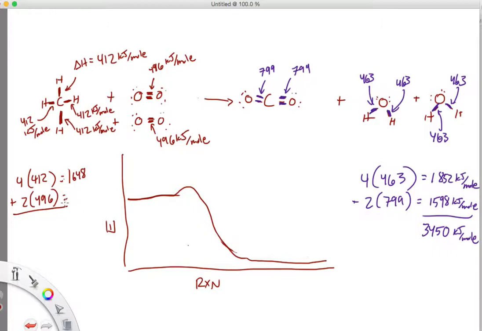And this is 2 times 496. This is 992. You add these together, 992 plus 1648, you're going to get 2,640. So it's pretty obvious here: these guys require less energy to break apart than these guys over here.